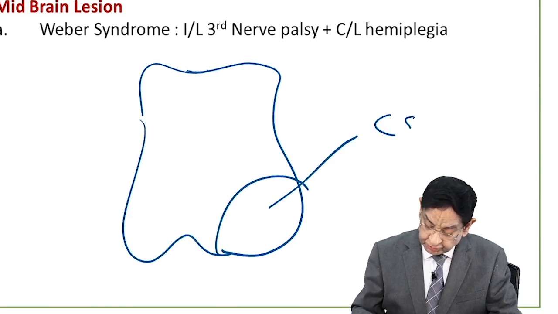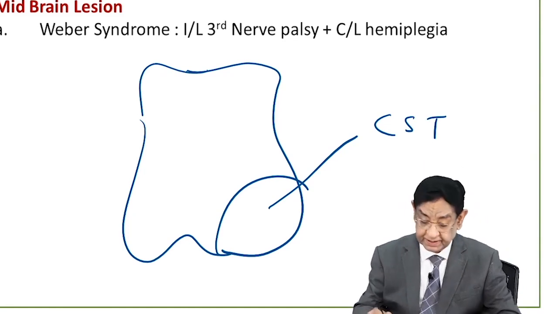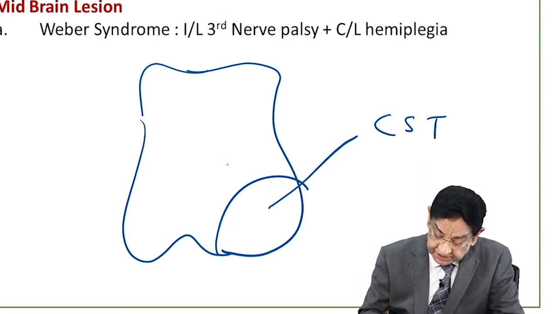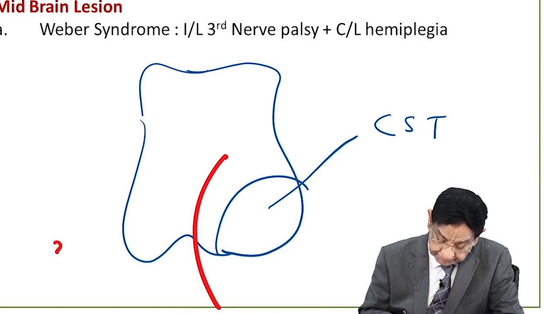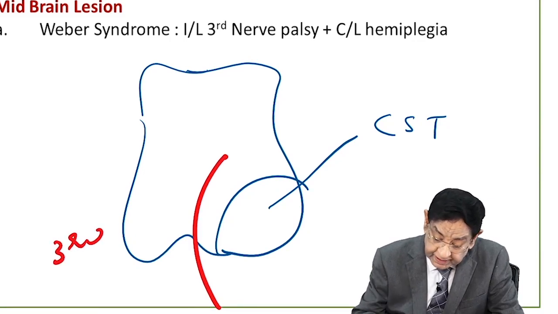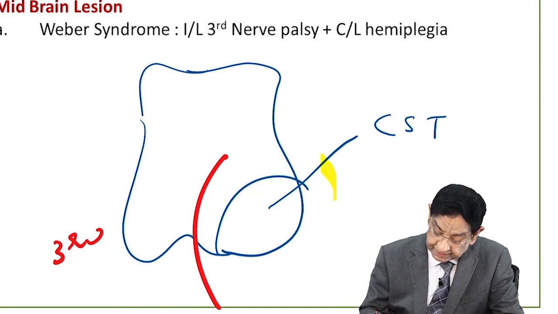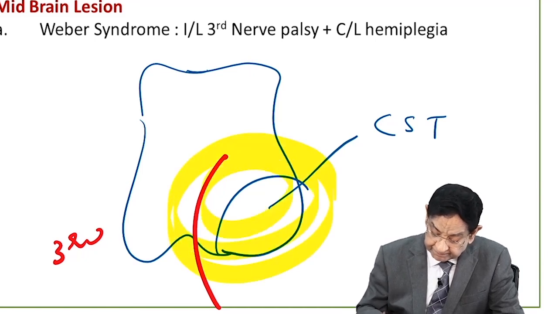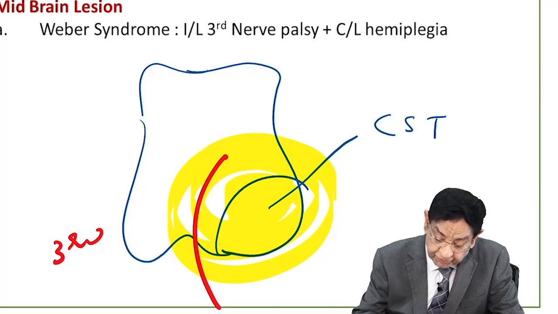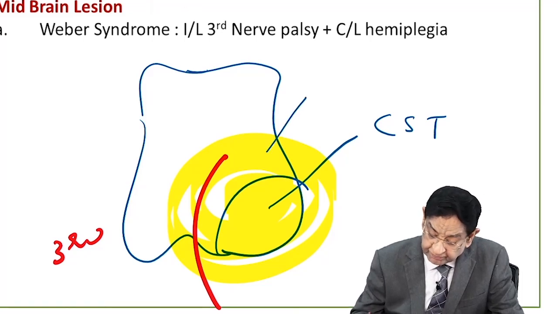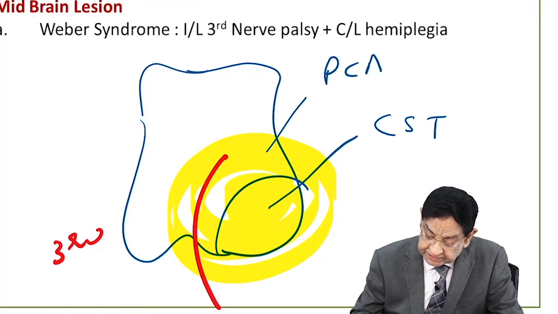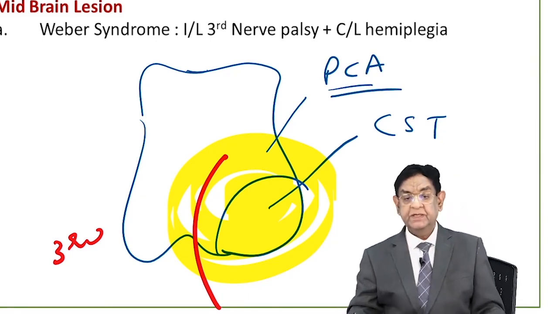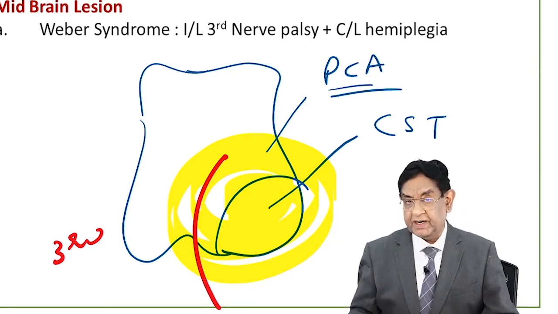This is the corticospinal tract. Here is the third nerve. And this part of the brain is supplied by a branch of the posterior cerebral artery.